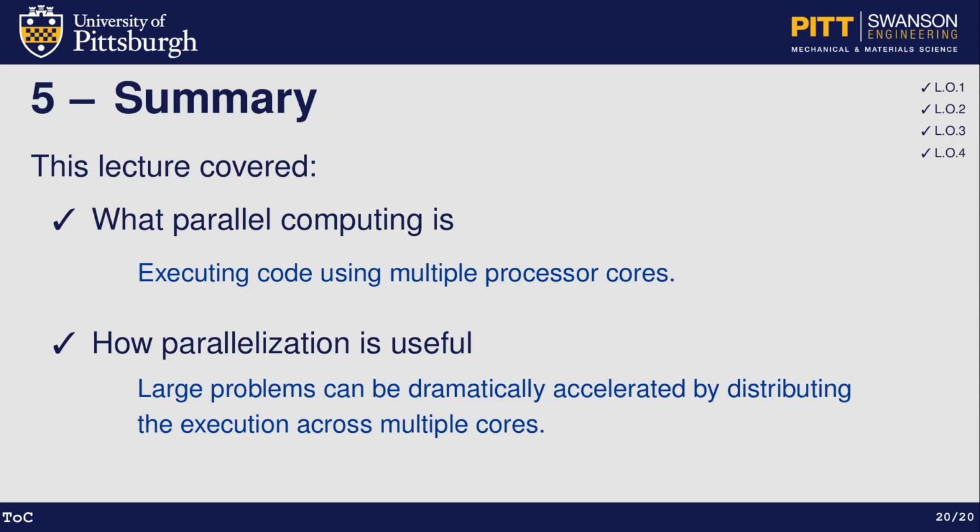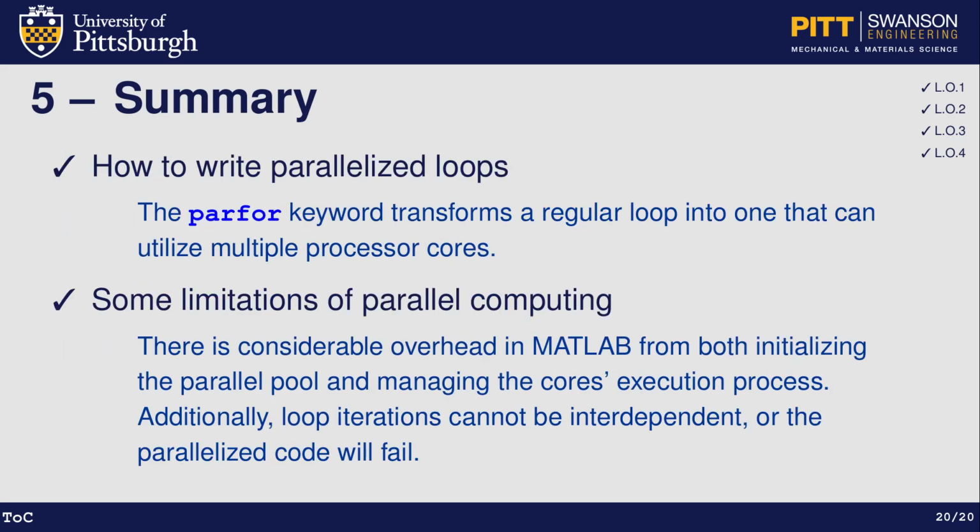Now to summarize, parallel computing is executing code using multiple processor cores. Large problems can be dramatically accelerated by distributing the execution across multiple cores. That's why it's useful. In order to do that, in MATLAB, we use the parfor keyword to transform a regular loop into one that can utilize multiple cores, but there are limitations. Notably in MATLAB, the overhead from both initializing the pool and managing those cores during the execution process. And of course, the iterations cannot be interdependent as we just discussed, or the parallelized code will fail.